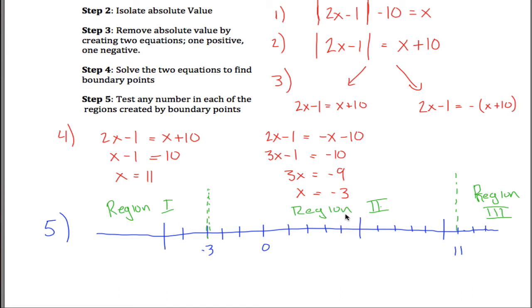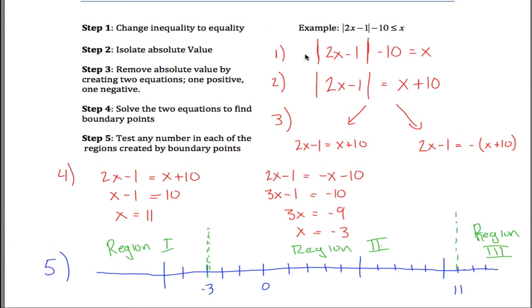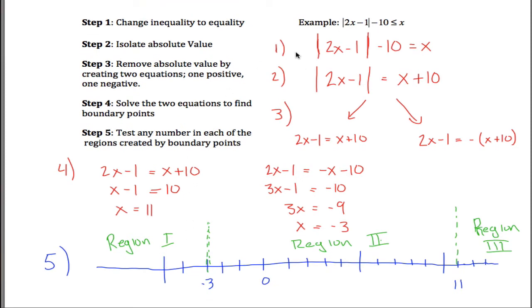The way this works out is now all we have to do is test a number in each of these regions. So pick any number in region 1 and test it. And what I mean by test it is we're going to plug it back into our original equation and see if it makes this statement true.